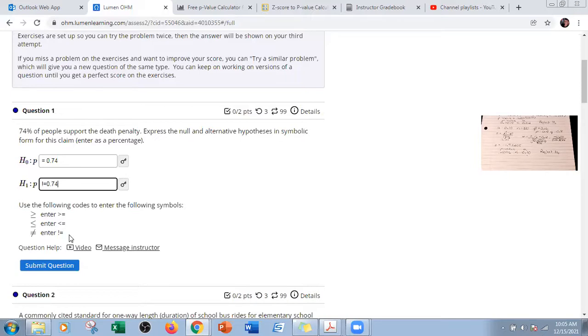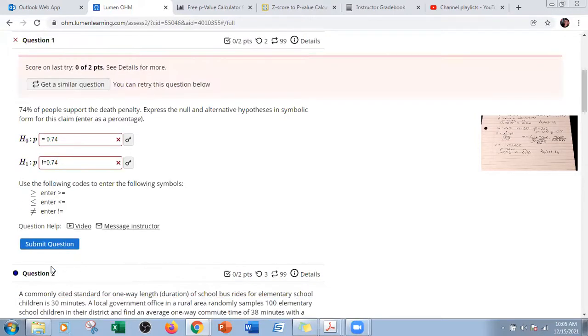Now, the other thing that may happen when we enter this is it may say this is unacceptable, only because we're using equals here, but actually I think this is going to be fine just because it doesn't show it here. It's just showing you how you would input the codes if you needed it. So we have the proportion is equal to 0.74, and then the alternative is that the proportion is not equal to 0.74, meaning it's different.